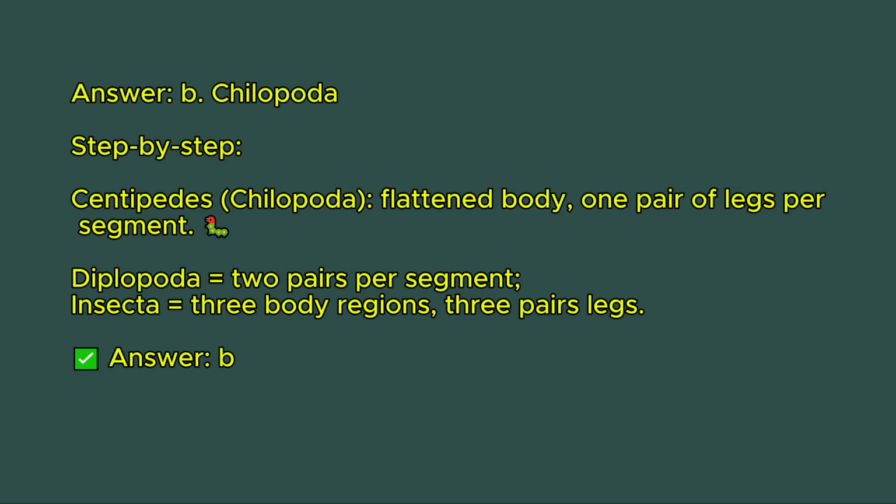Answer: B. Chilopoda, step by step. Centipedes, Chilopoda, have a flattened body, with one pair of legs per segment. Diplopoda equals 2 pairs per segment. Insecta equals 3 body regions, 3 pairs of legs. Answer: B.